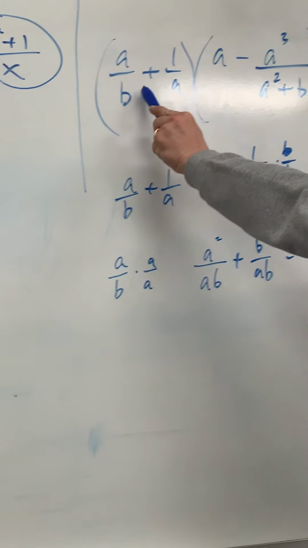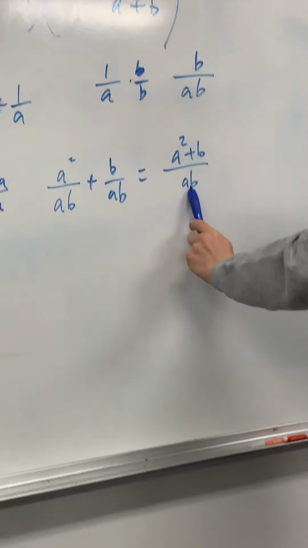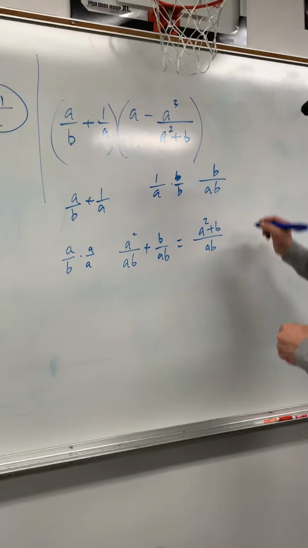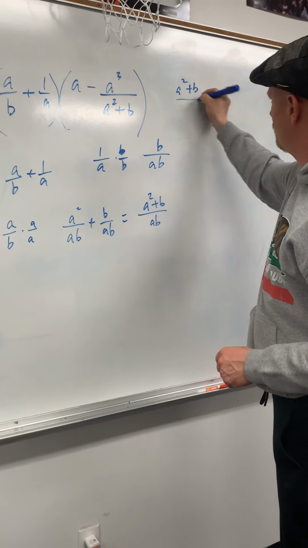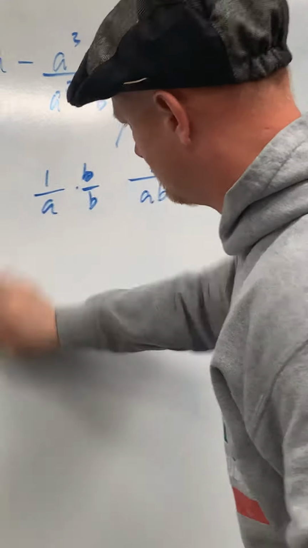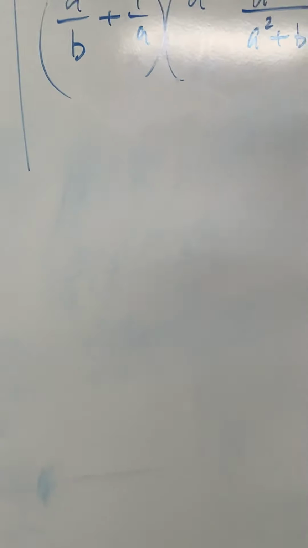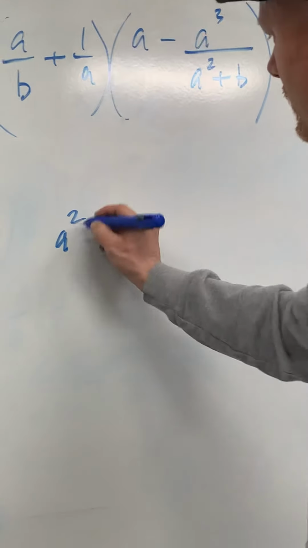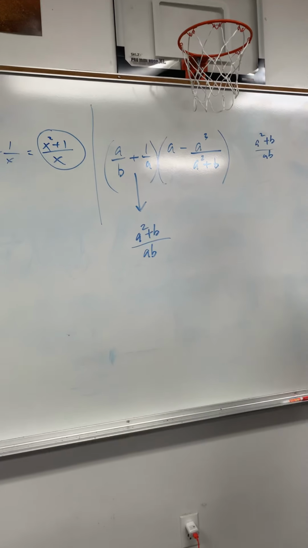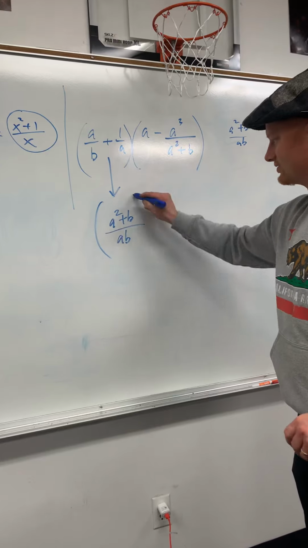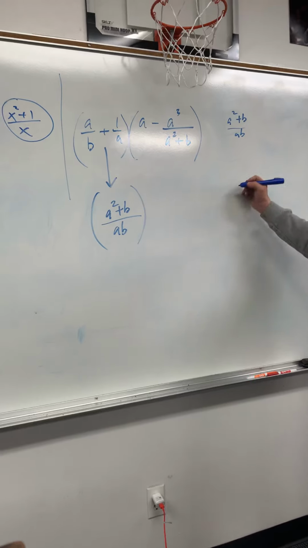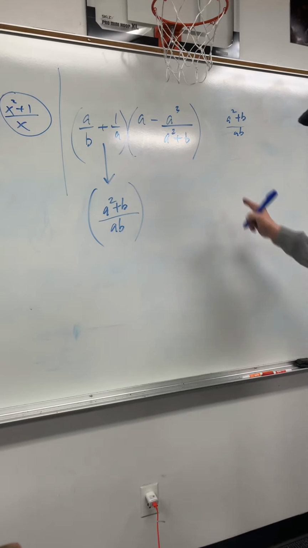Okay, so check it out. We come back over here. The answer is that right there. So we just simplified within the parentheses. I'm going to write this down so you don't forget: A squared plus B over AB. I'm going to erase all this and rewrite it down here. Now we're going to end up multiplying this times whatever we get when we simplify this one right here. So let's deal with this over here.